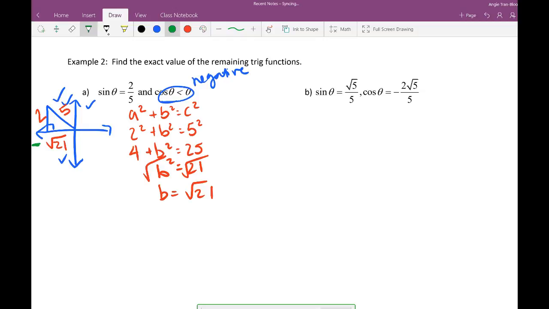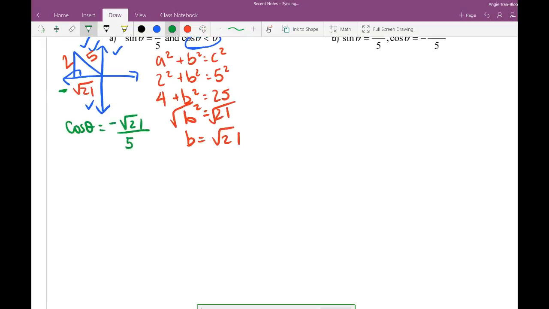All right. So now let's find the 6 trig functions. Do I have to find all 6? No. How many more do I have to find? 4 or 5? 5. Because cosine is not known. Okay. So cosine of theta, class, is what over what? Cosine is negative rad 21 all over 5. Yes, no, maybe? Okay.